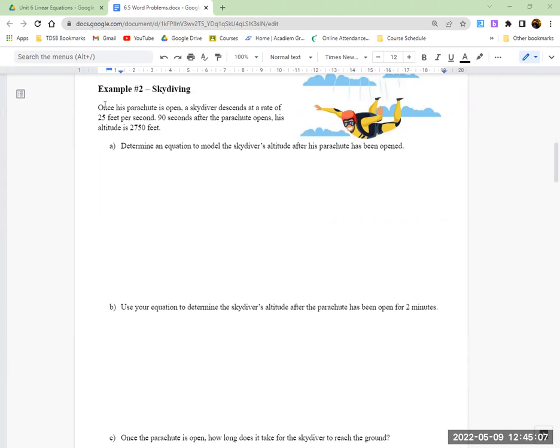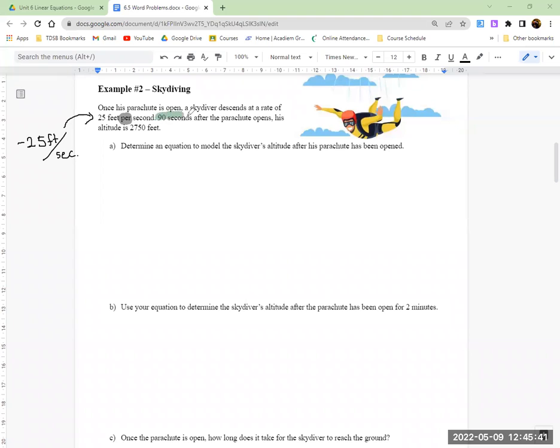Here we go. Once this parachute is open, a skydiver descends at a rate of 25 feet per second. Keyword, per second. That should give you a hint. That's I'm going down by 25 feet per second. Think about what that represents in an equation.